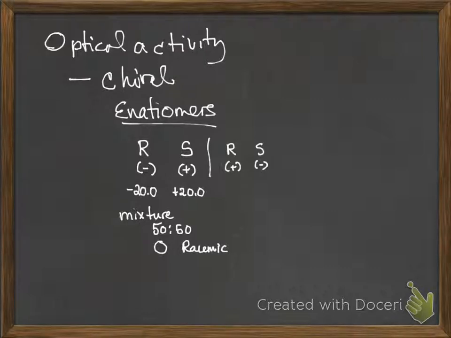So clockwise. And then what's going to happen? It's going to go back, right? The same amount, but in the opposite direction. Now what's going to happen? It's going to go to the right, and now what's going to happen? It's going to go to the middle. Now that's a 50-50 mixture, right?